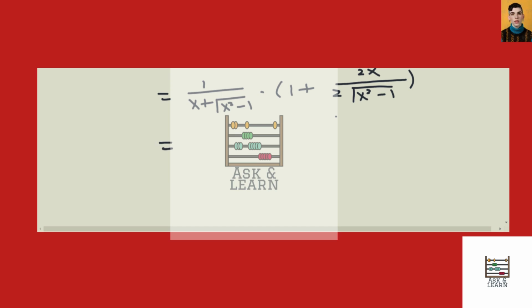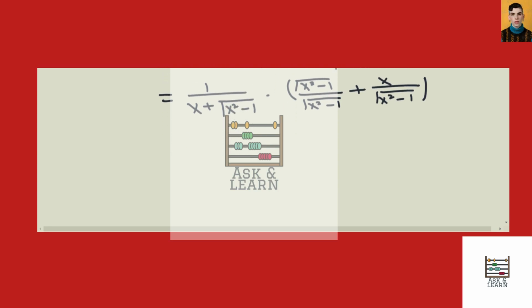Then we can write this as 1 over x plus square root x squared minus 1, and we rewrite this as, okay, first we see this 2, we can cancel all the 2's. And we write this as x squared minus 1 over x squared minus 1, right? That just equals 1, right? And we add x over x squared minus 1.